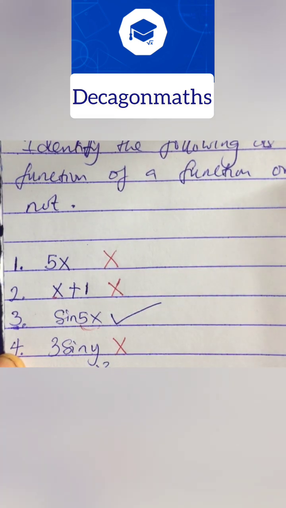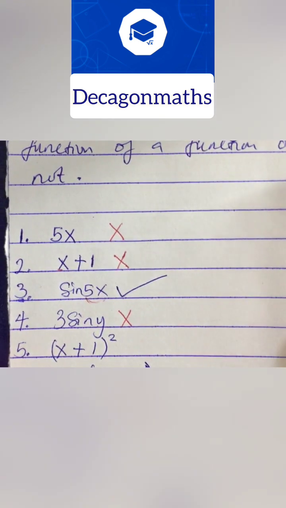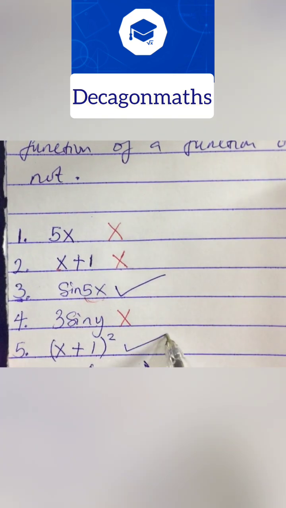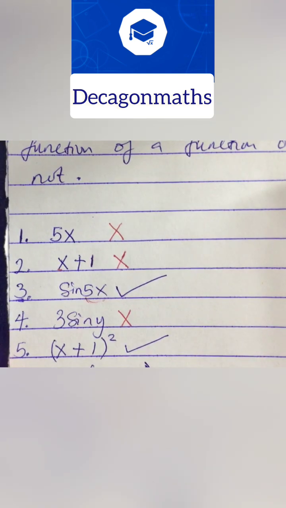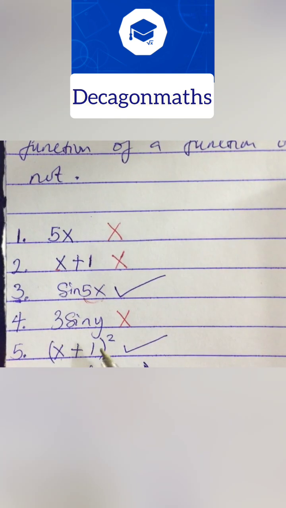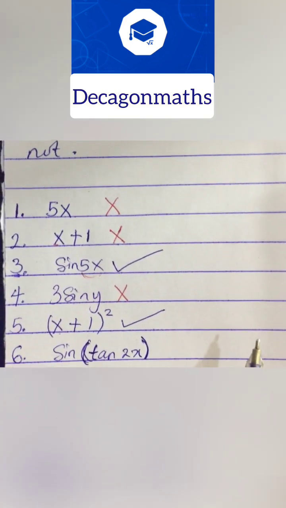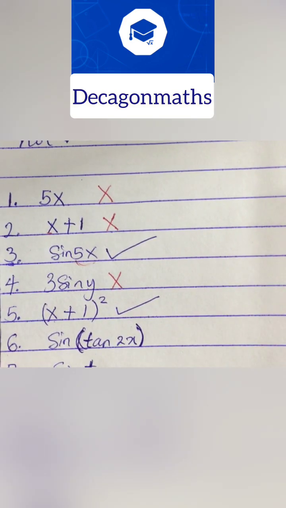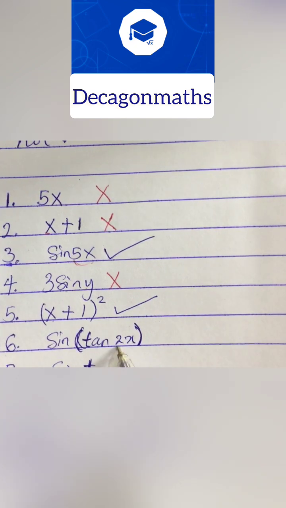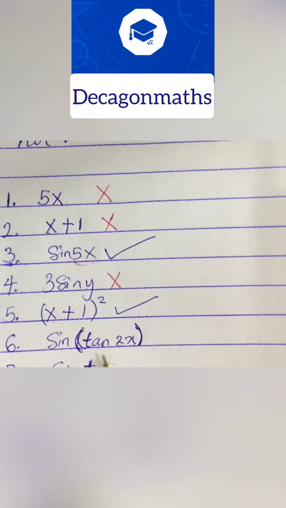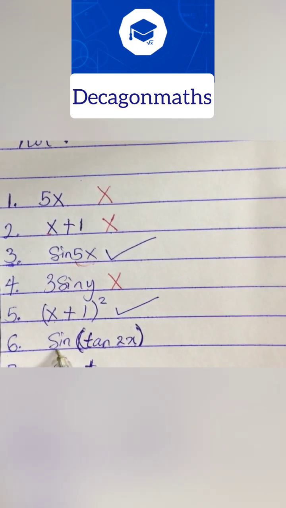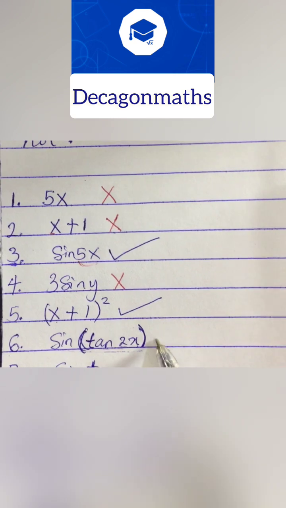So let's look at the next one, which is x plus 1 all raised to power 2. Alright, this is actually a function of a function, because we have to find the value of x plus 1. Then after that, we have to square the result to get our final value. So this function is a function of a function. Now, what about this one? Is it a function of a function? Yes, this is a function of a function. In fact, this is more complex, because we have to find the value of 2x, and then we find the value of tan 2x. After then, we find the value of sine of tan 2x. So this is a function of a function.